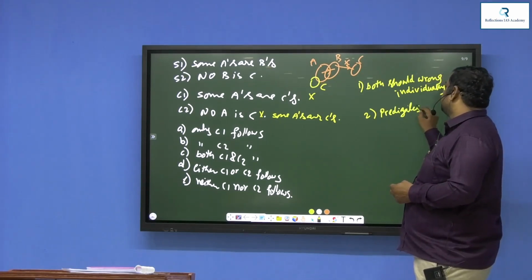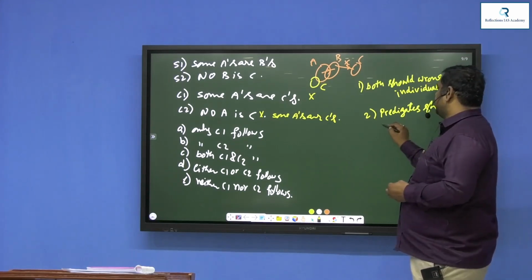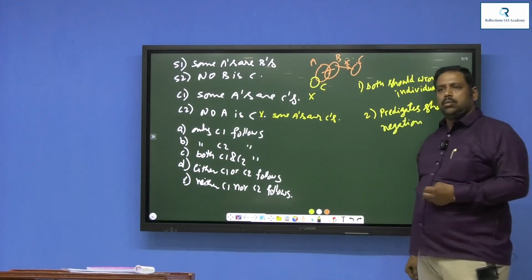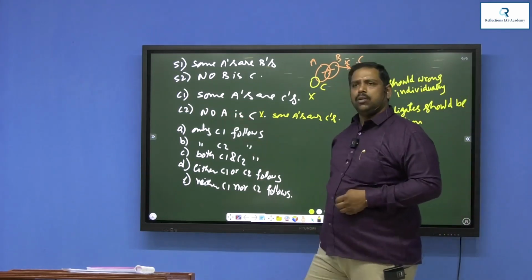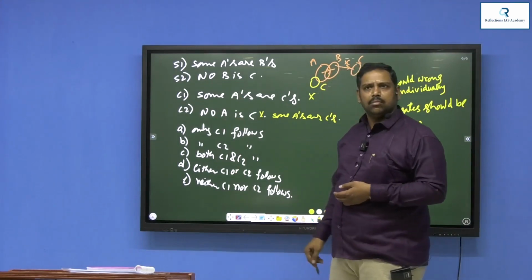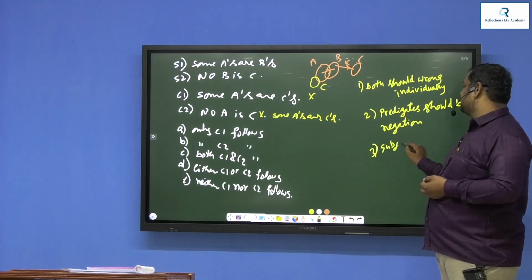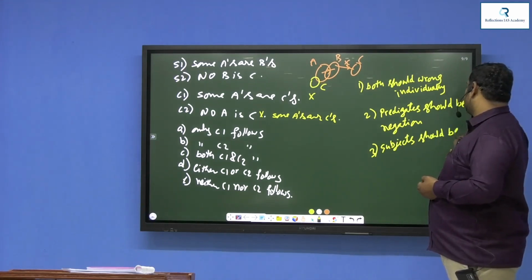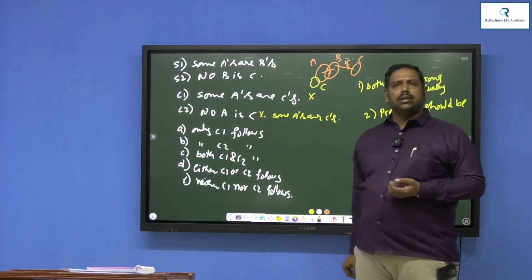Predicates should be negation to each other. Here, what is this? No. What is the negation of no? Yes, it is happened. Yes or no? Okay, third one is subjects should be same. Yes. It is AC, it is also AC.